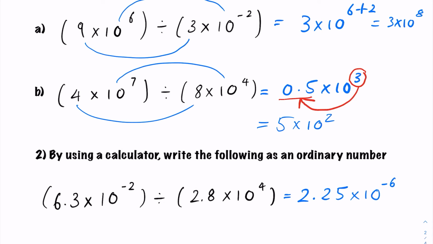To convert that into an ordinary number, we've done this in the previous video. You're just going to have to write down your number, so 2.25. And since it's to the power of negative 6, that decimal place is going to jump 6 places to the left. So 1, 2, 3, 4, 5, 6. That's where our decimal is. Fill in all the gaps with zeros. And we get 0.000000225. Bit of a mouthful, that one.